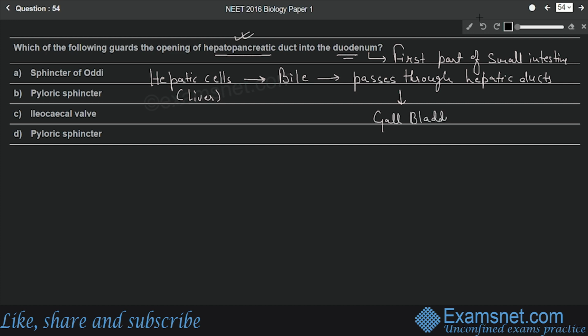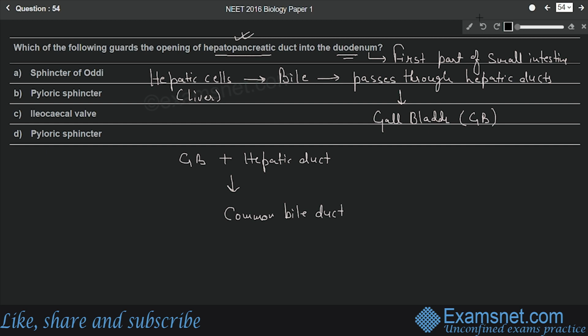Gallbladder. Okay, this is the basic thing. Let's write GB in short. Now what happens? Duct from the gallbladder along with the hepatic duct forms the common bile duct. Okay, common bile duct, or simply we can write bile duct.